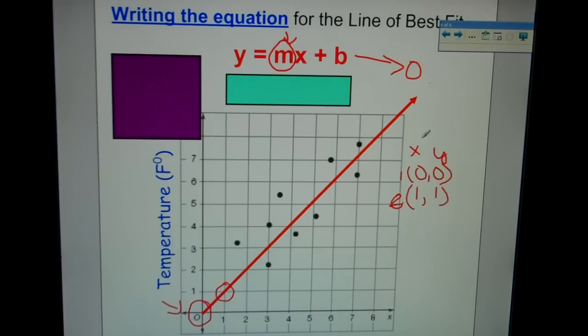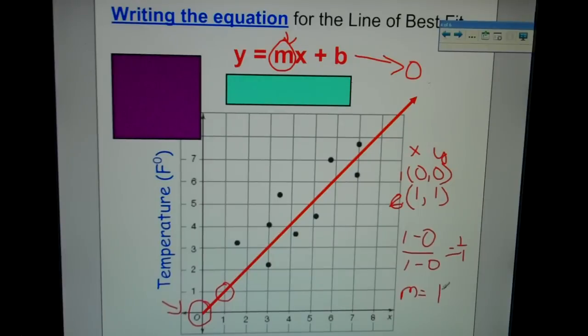Okay, so I'm going to label these x and y. Here's 1 and here's 2. So who's y2? 1. 1 minus 0 over 1 minus 0. Well, you're going to get 1 over 1. So what's the slope of this line? M is equal to 1, because 1 divided by 1 is 1.